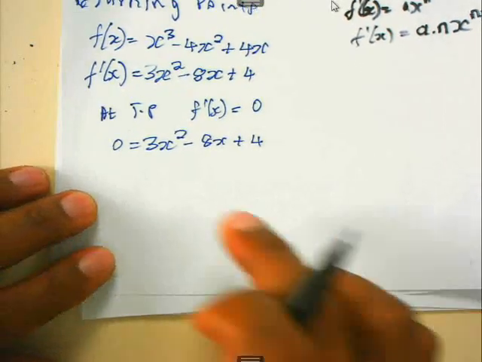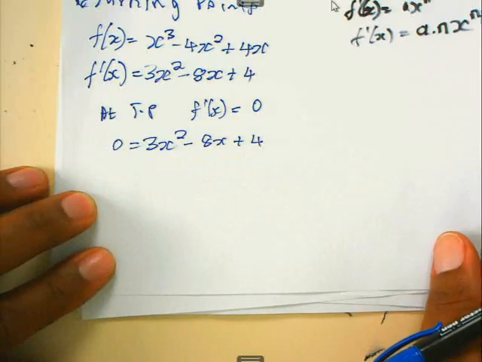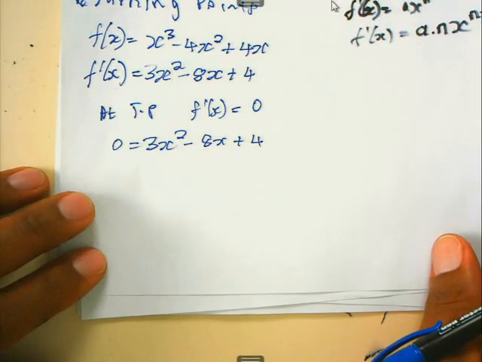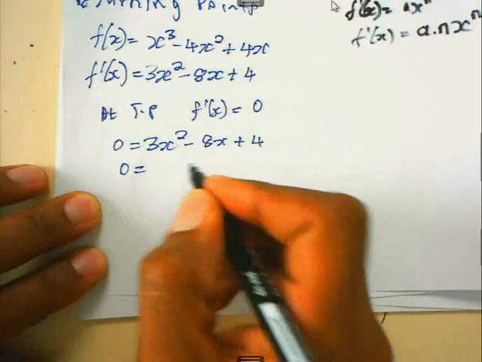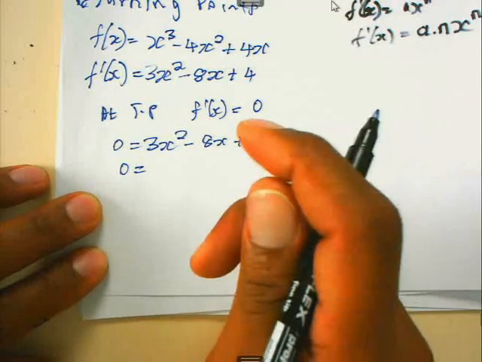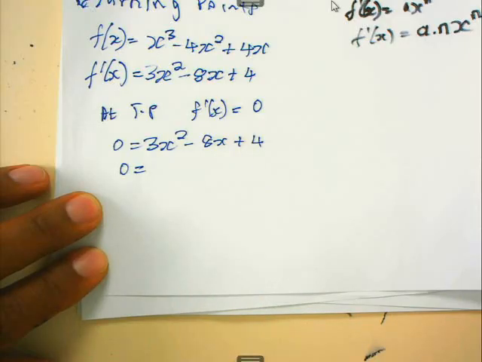Good. Now, what type of equation is this one? That is a quadratic equation. Do you know how to solve the quadratic equation? Yes, of course. First of all, we look at the common factor. We look at the factors. If no factors, then we can use the quadratic formula.